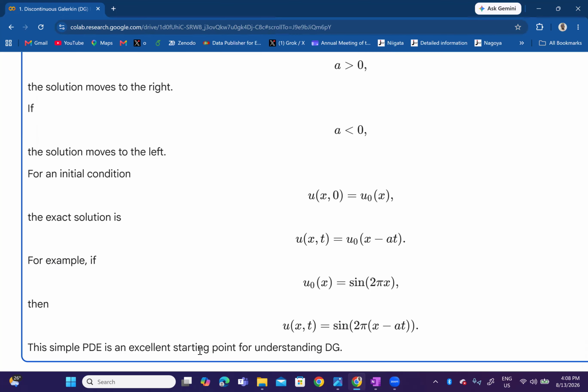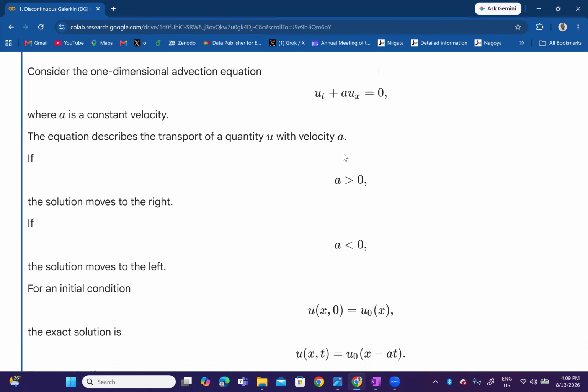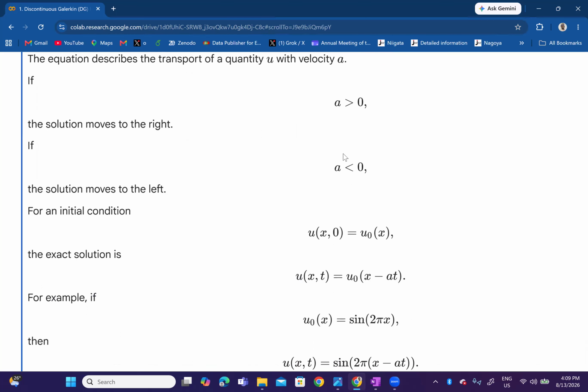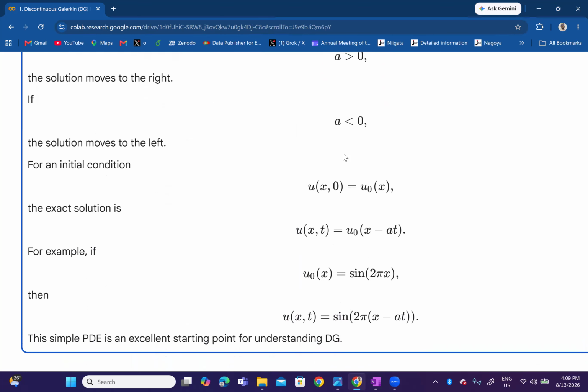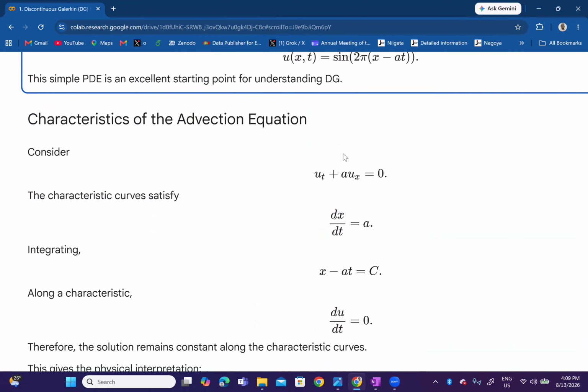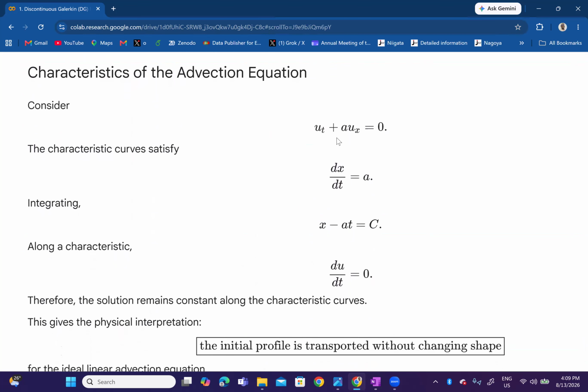This simple PDE for advection, u sub t plus a u sub x, is an excellent starting point for understanding the discontinuous Galerkin finite element method. Now let's look at the characteristics of the advection equation.